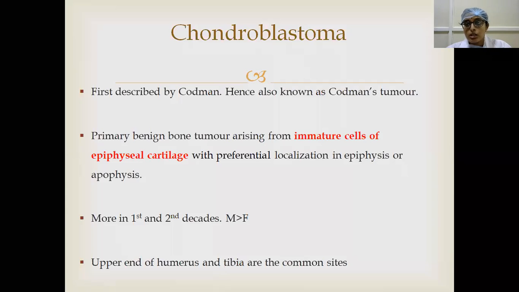Two benign tumors which are located in the epiphysis are chondroblastoma and giant cell tumor. So here it is arising from the immature cells, whereas enchondroma arises from the mature cells. It is most common in the first 2 decades of life and more common in males. Upper end of the humerus and tibia are the common sites which are involved.